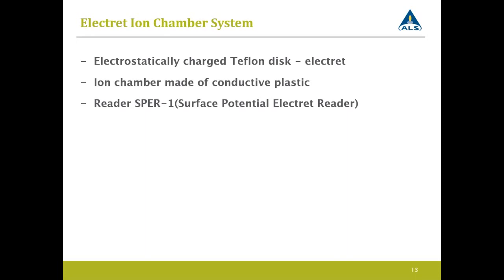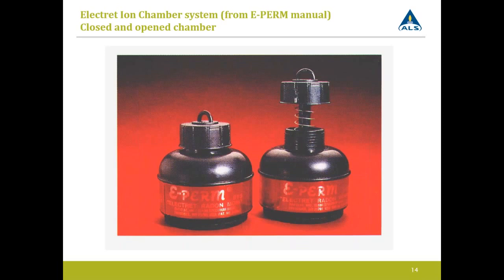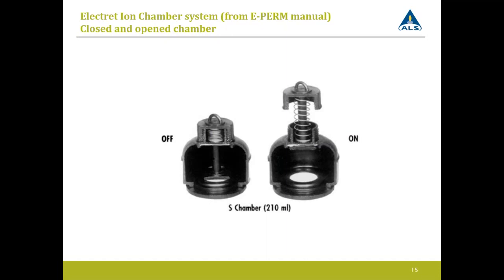We can see the S electrets, which are fitted with the on-off mechanism, which allows us to open the way for the radon to the electret at the beginning of exposure and close it at the end of exposure. Here is the cross-section of the S-chamber. We can see on the bottom of the chamber there is the electrode. So two different kinds of electrodes, and we also have different kinds of chambers. The S-chamber is the preferred chamber for us to use because it has this on-off mechanism. Its volume is 210 milliliters.